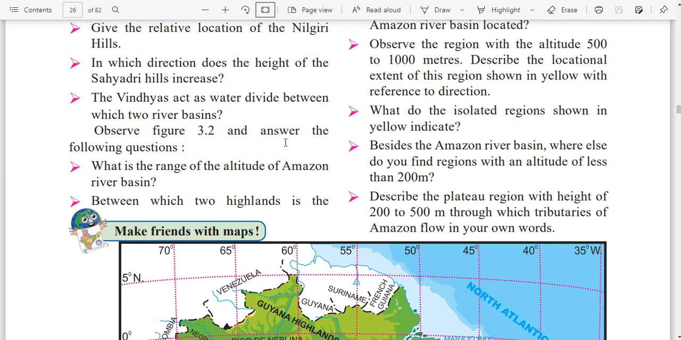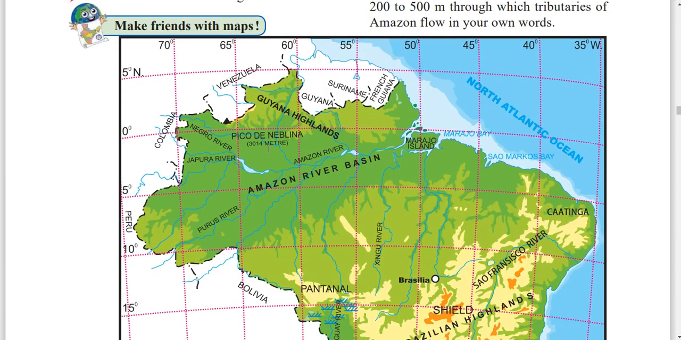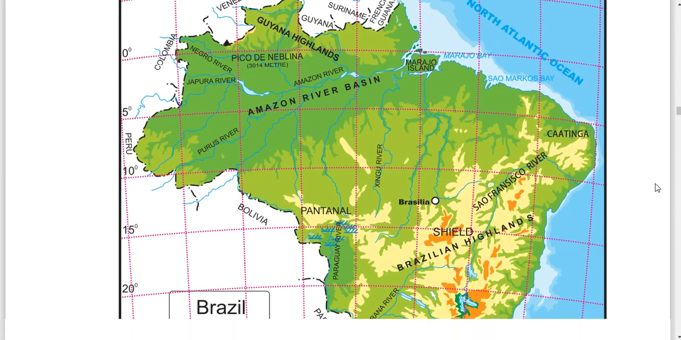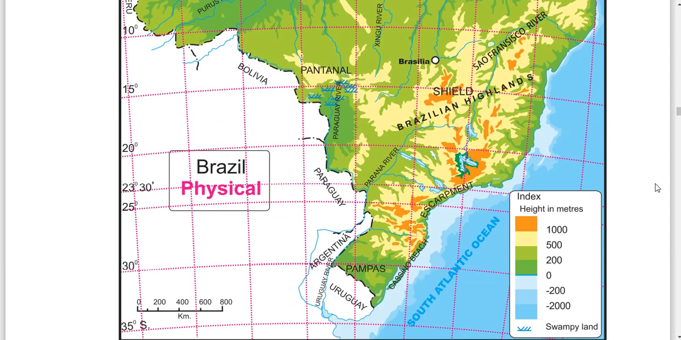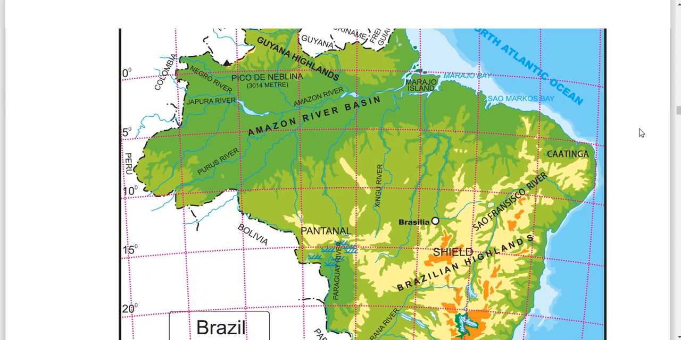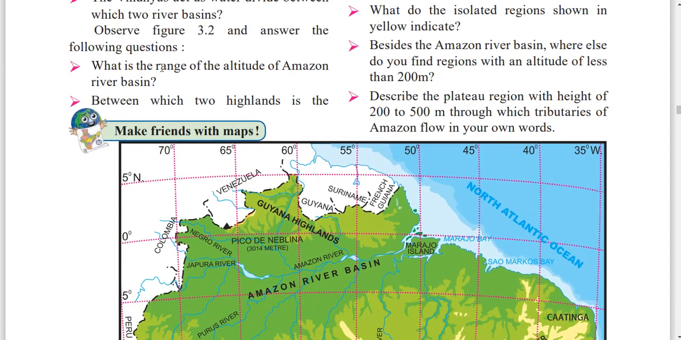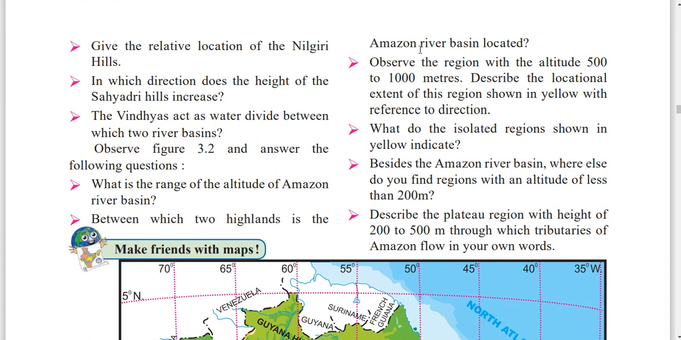Observe figure 3.2 and answer the following questions. Second figure is of Brazil. This is the map of Brazil, figure 3.2. Similarly, questions are there to find the places in the map of Brazil. What is the range of the altitude of Amazon river basin? Between which two highlands is the Amazon river basin located?